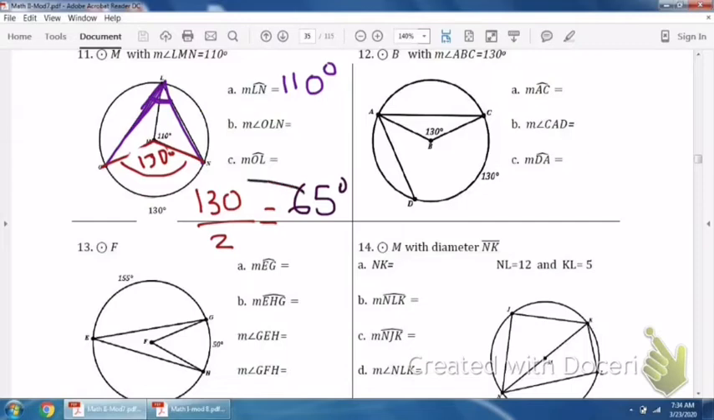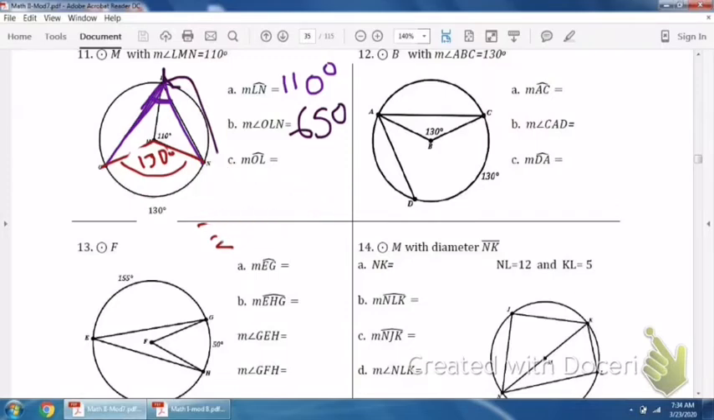And so the 65 would be the intercepted arc. The main thing to remember here is that intercepted arc is half the measure of the central angle. So again, this was 130. So that means that this would have to be half of that.